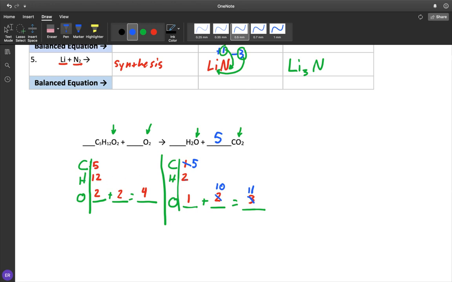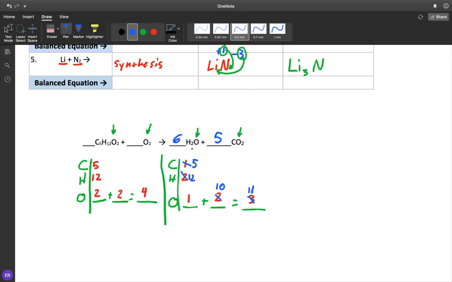Now we have the hydrogens. So I have 12 over here and I have 2 over here. So again, I'm always going to change the smaller side. So I'm going to change the products. So what number can I multiply to get to 12? Well, I have this 2, so I need 2 times something to give me 12, and that's going to be the number 6. So 6 times 2 is going to give me 12.